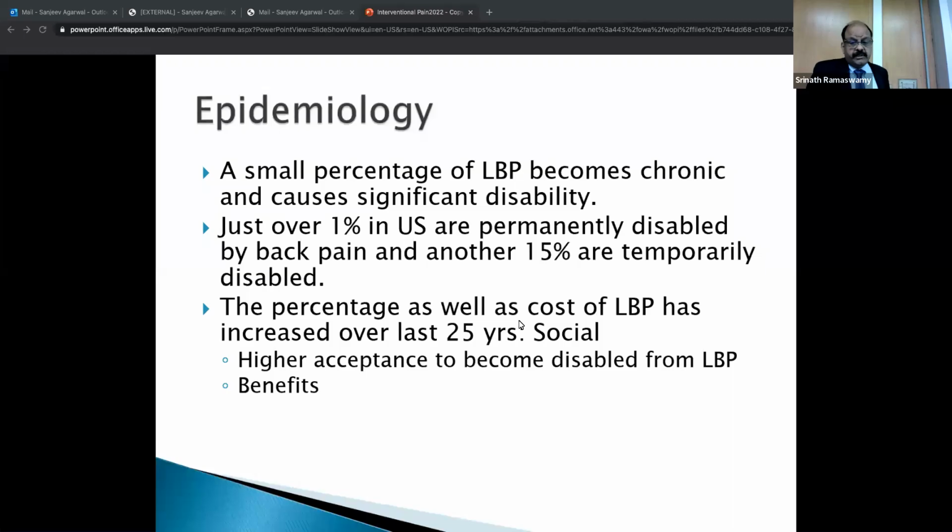And the good thing is that most of the patients do not require surgical intervention, though Dr. Monsef may not like it.